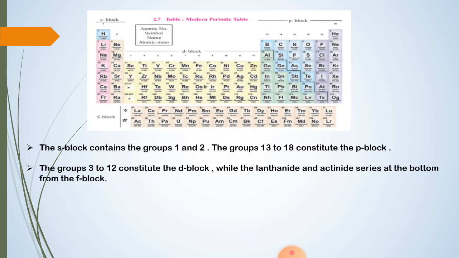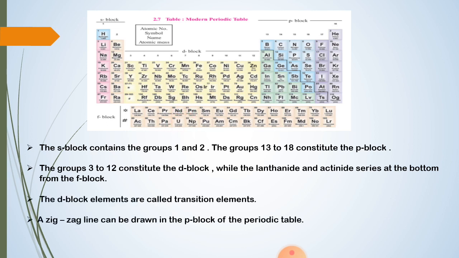The S block contains groups 1 and 2. Groups 13 to 18 constitute the P block. Groups 3 to 12 constitute the D block. The lanthanide and actinide series at the bottom are called F block elements. The D block elements are called transition elements.